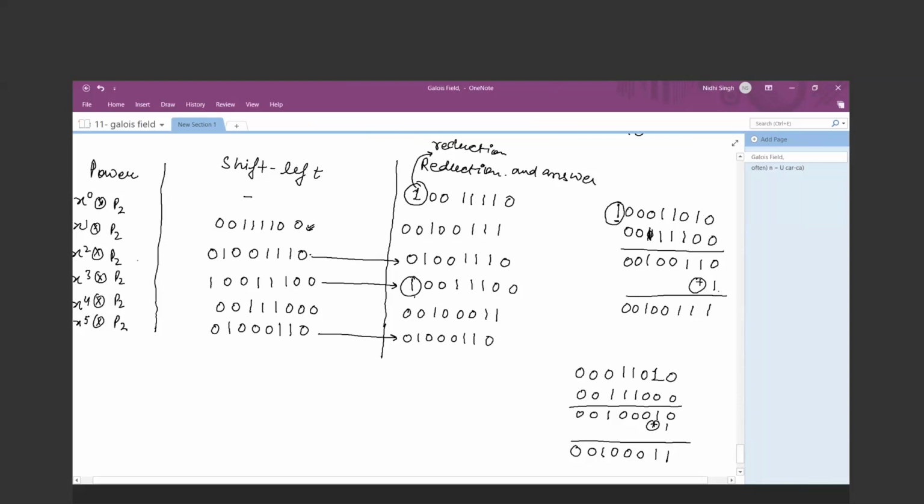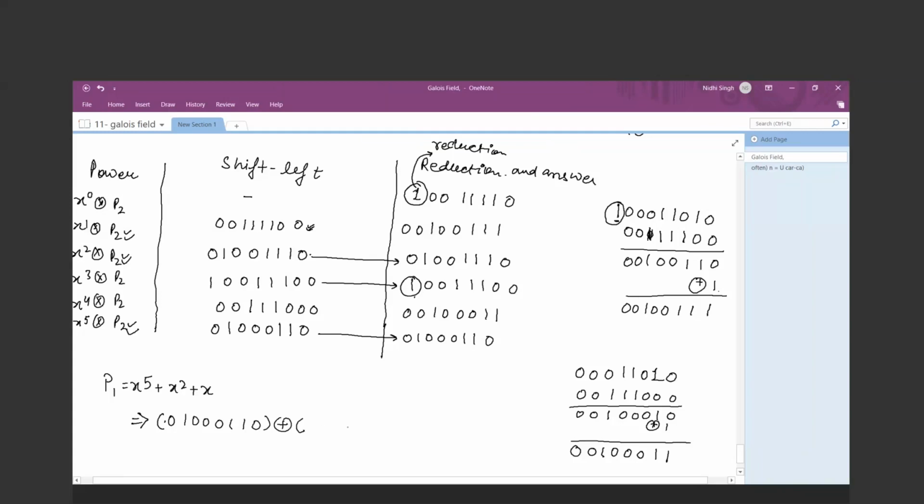Now we have to just mark out the values that are in the polynomial P1. So what was in the polynomial P1? That is x to the power 5, x square plus x, right? So I need this term, this term and this term. Now between these terms I have to perform XOR. Okay? So what is the answer? X to the power 5, that is 0 1 1 1 0, XOR with x square.